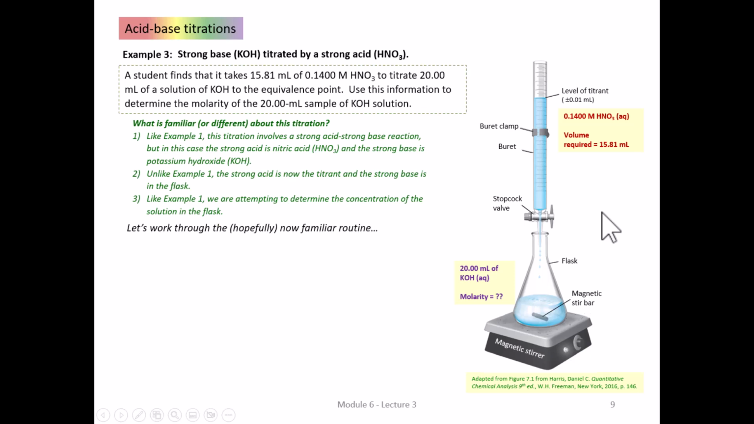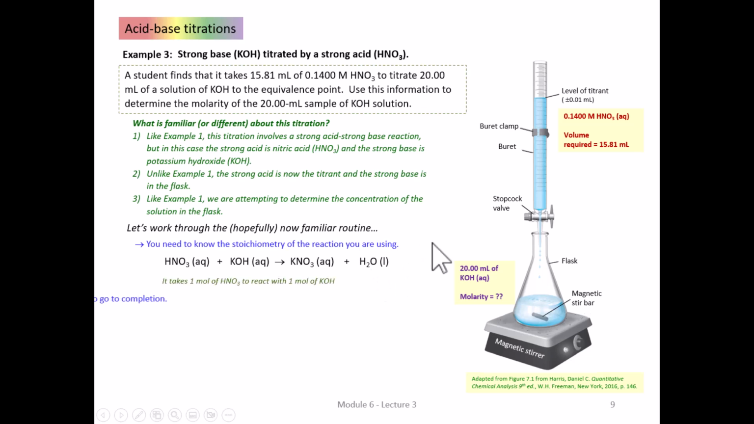So let's work through what hopefully is becoming a familiar routine. We need to know the stoichiometry of the reaction. If we write this reaction, we find out that when we write a balanced reaction, we see it's a 1-to-1 reaction between nitric acid and potassium hydroxide to produce potassium nitrate and water. The reaction needs to go to completion. Well, this is a strong acid, strong base reaction, which we've said before, proceeds essentially to 100% completion.